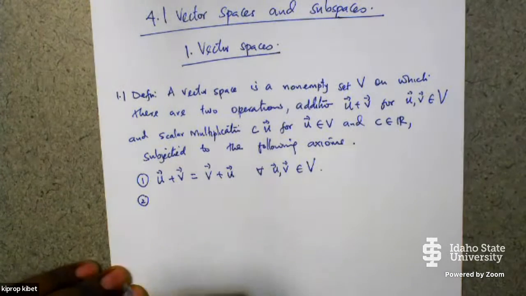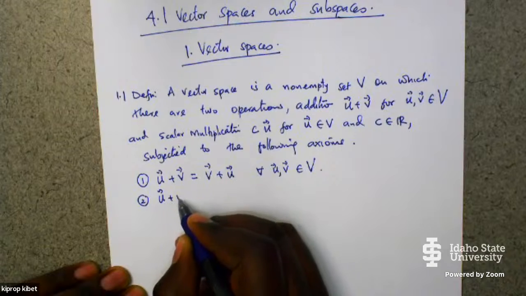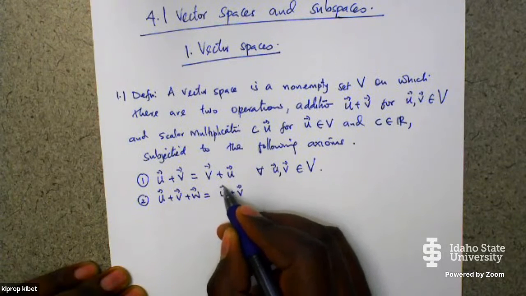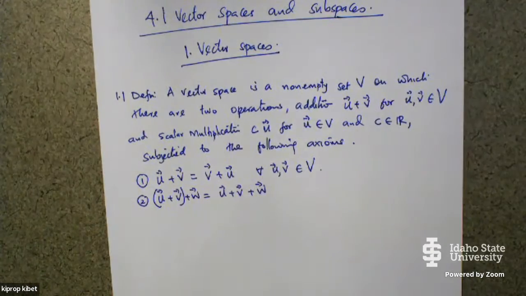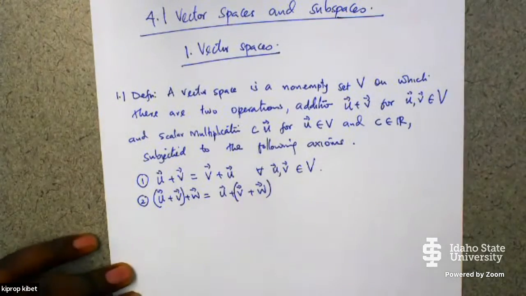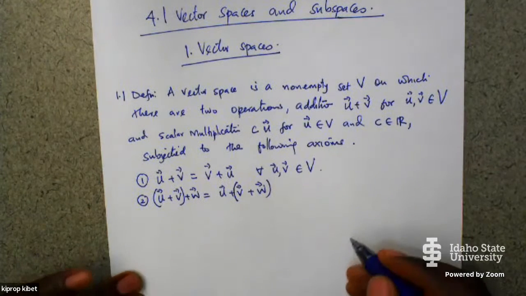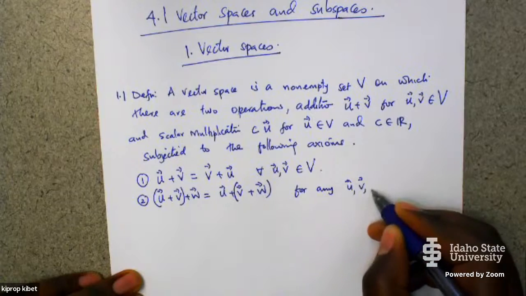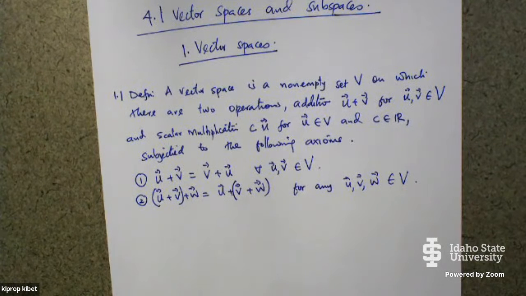Number 2, associativity. We have 3 vectors: u plus v plus w is equal to u plus v plus w. These two vectors can be added together and then you add the w, or this is similar to adding v plus w first and then adding u. This is for any u, v, and w in V, the whole vector space.